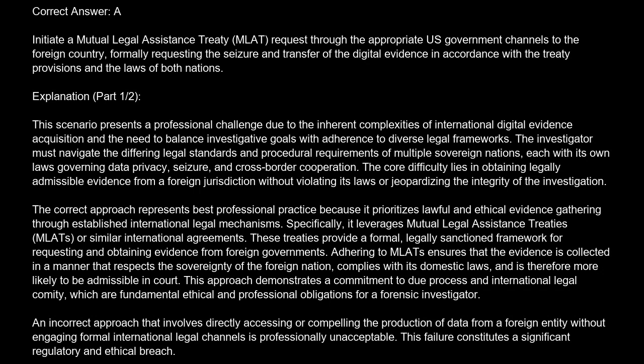The correct answer is A. Initiate a Mutual Legal Assistance Treaty, MLAT, request through the appropriate U.S. government channels to the foreign country, formally requesting the seizure and transfer of the digital evidence in accordance with the treaty provisions and the laws of both nations.